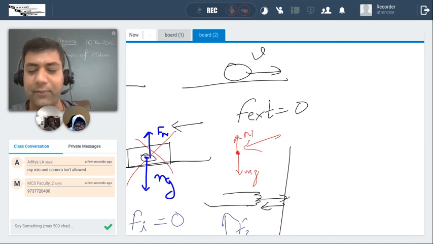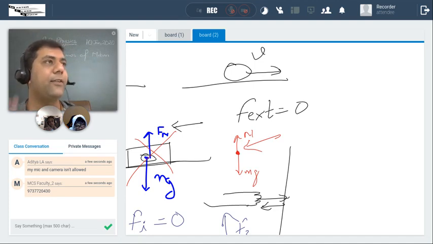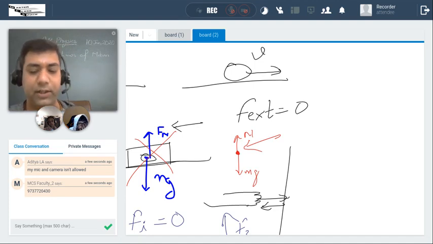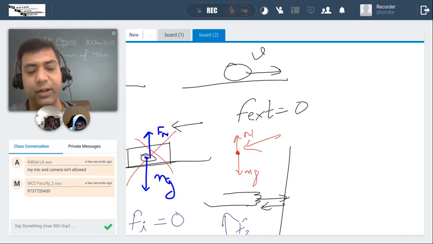No one makes FBD like this. Only if someone is specifically asking the question that, okay, make the FBD, then you will consider the body as a point and make the FBD. Otherwise, don't make the body as a point. I would say, just keep the body as a body and do the question.